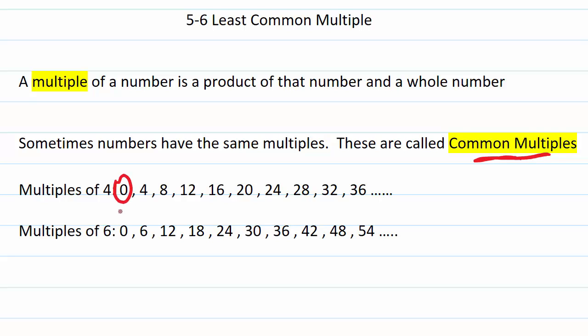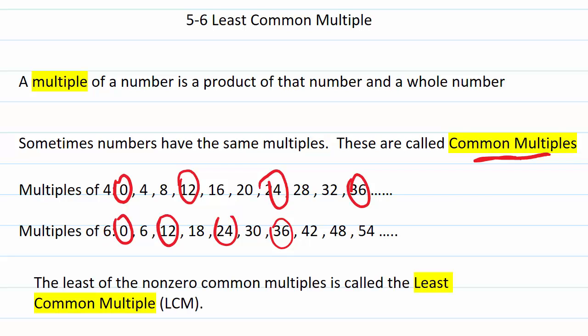Well, 0 is a common multiple. What else? 12 is a common multiple. Any others? 24 is a common multiple. Others? 36 is a common multiple. Okay, so these are multiples, 0, 12, 24, 36, that 4 and 6 both have in common.